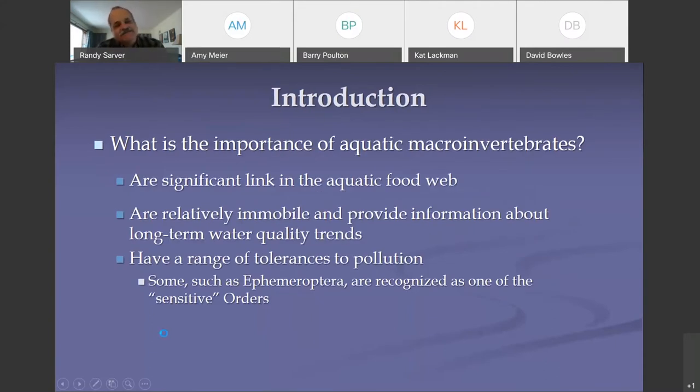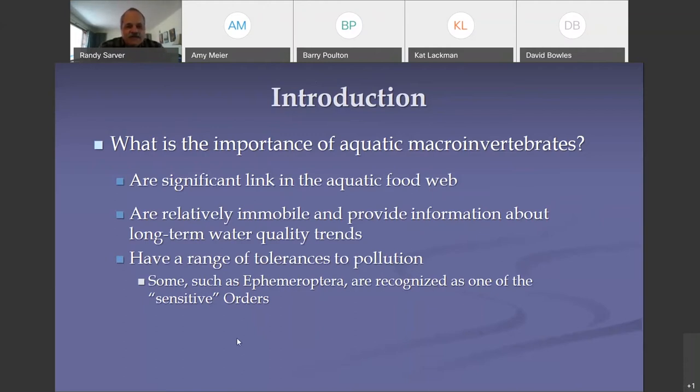And as far as what's on this slide, Amy pretty much talked about this in the first presentation. What's important about aquatic macroinvertebrates? Well, I think your answer has to be that they're a significant link in the aquatic food web. First of all, they convert detrital matter and algae to animal tissue, and then they are food for other animals.